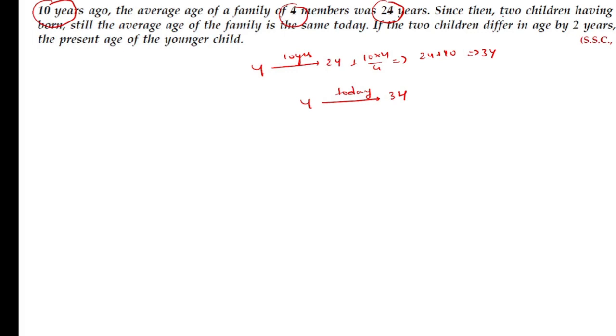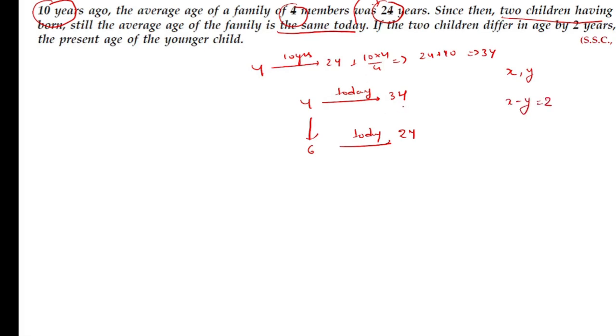Since then, 2 children have been added. So this becomes 6 today. The average of the family is the same today. That means the average is 24, still 24. If the 2 children differ in age by 2, let x be one person and y be the second person. The difference is x minus y is equal to 2.